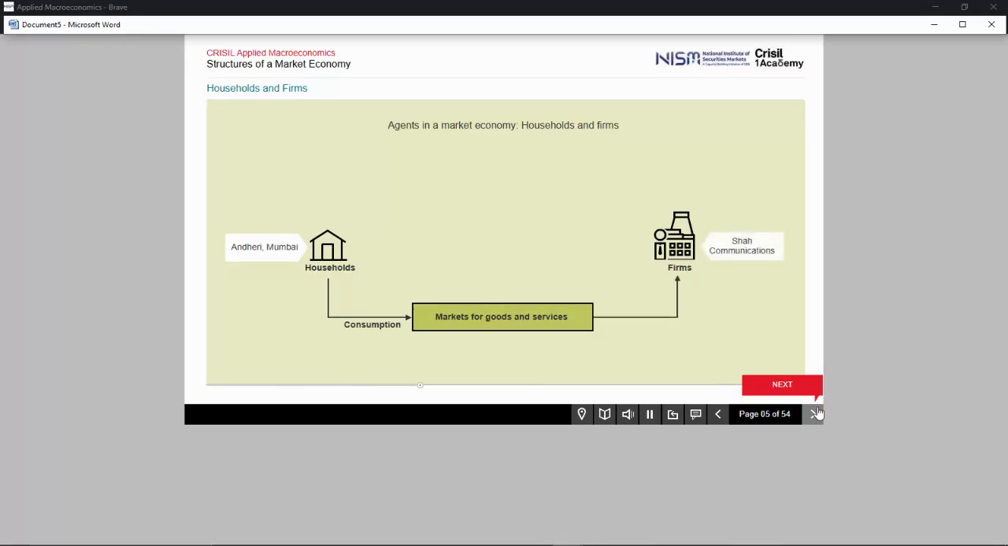When households buy goods like appliances or consume services like the internet, such purchases become revenue for Shah Communications. Shah Communications needs to pay the various factors of production, which are mainly land and labor, that is, salary payments, rent or land dues for office space, and payments for other resources they have used. When Shah Communications makes these payments, this money goes back into households as income. This is the basic structure of a market economy.